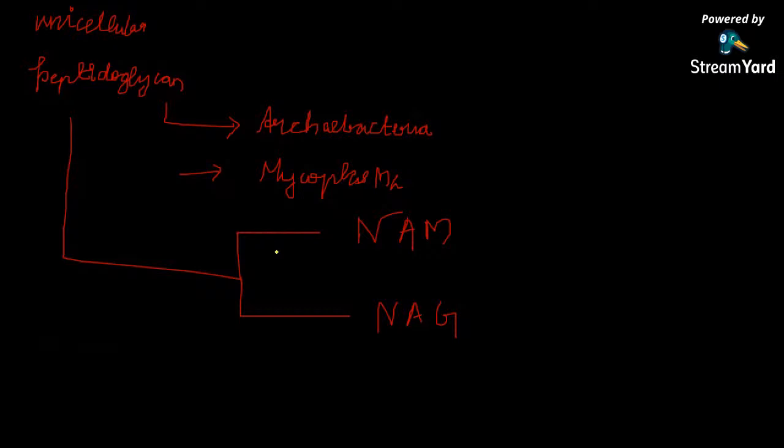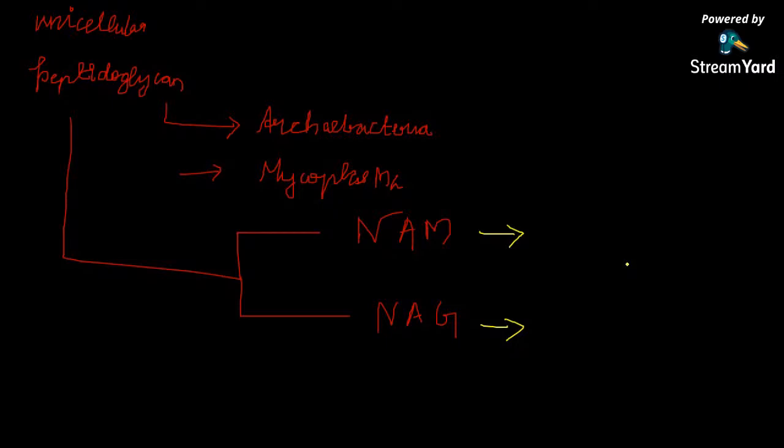NAM and NAG. So what do you mean by NAM? It is N-acetyl muramic acid. I will put the full form in the chat section, because if I write it fully the screen will overflow. N-acetyl muramic acid is the full form of NAM, and NAG is N-acetyl glucosamine.